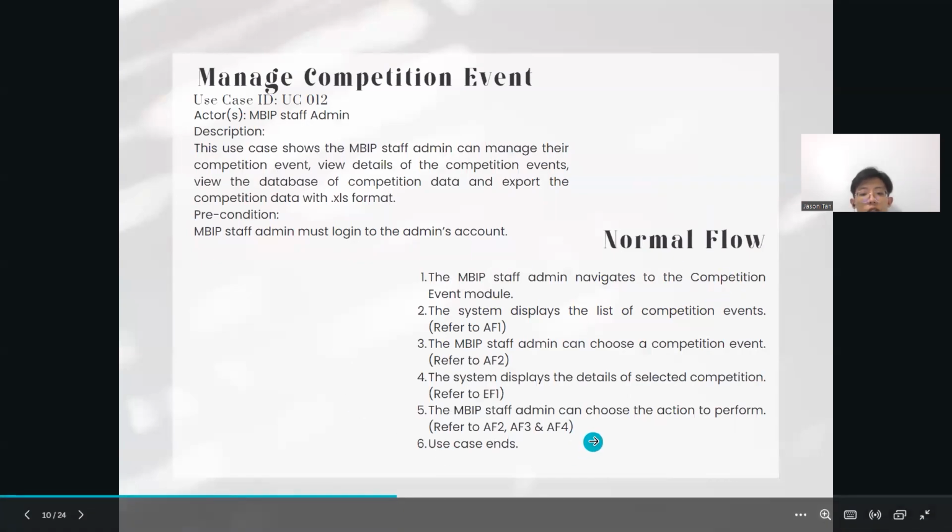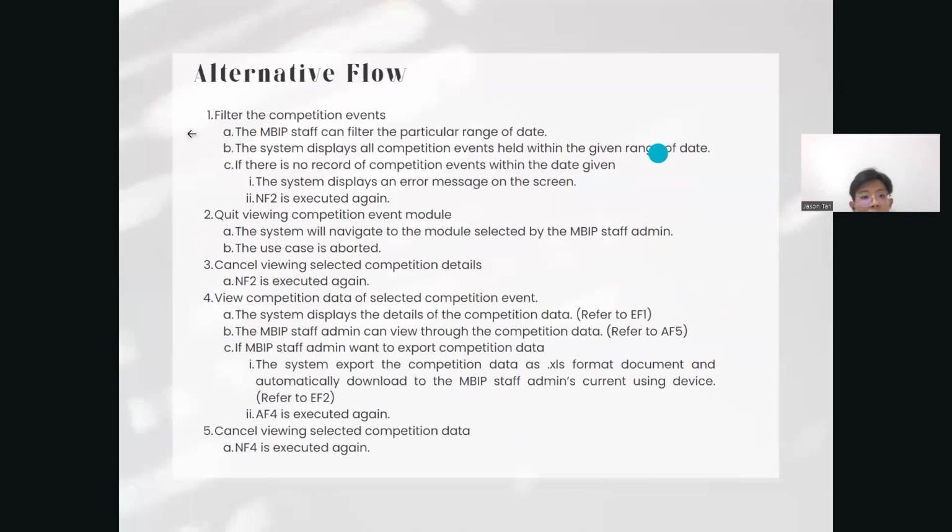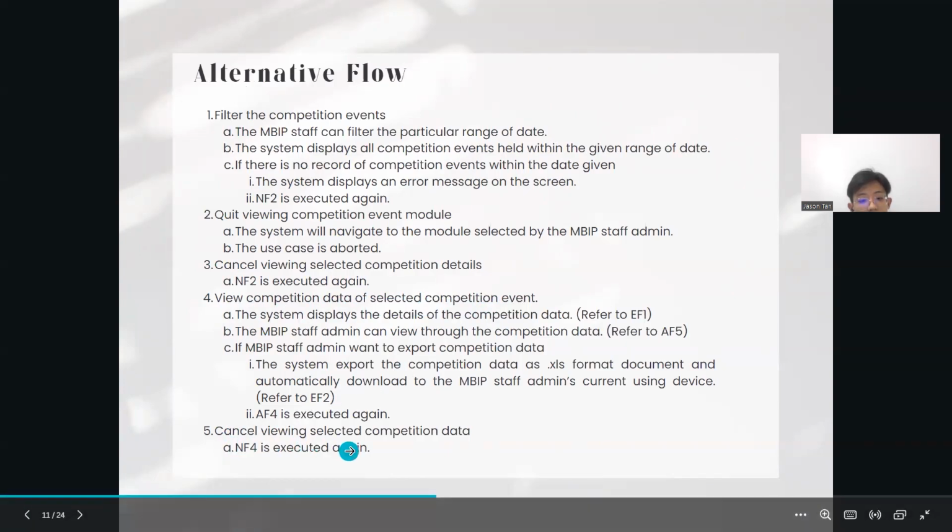For the flow of this use case, the MBIP staff admin will navigate to the competition event module, and the system will display a list of the competition events. The MBIP staff admin can choose a competition event to view the details, and the MBIP staff can choose an action to perform, which will be mentioned in the alternative flow. In the alternative flow, the MBIP staff can filter the competition event. They also can quit viewing the competition event module, cancel viewing selected competition details, view competition data of the selected competition event, and cancel viewing the selected competition data.